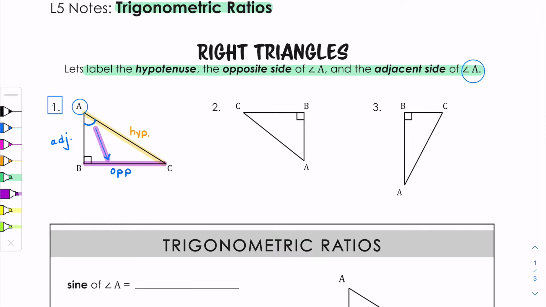Please press pause on this video and complete number 2 and 3 by yourself. You're working from angle A on both of these examples. When you come back, you can check your answers against mine.